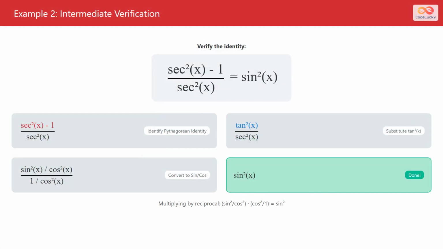Here is a slightly harder one. We have secant squared minus 1 all over secant squared. We want to show this equals sine squared. First, notice the numerator. Secant squared minus 1 is a Pythagorean identity for tangent squared, so we substitute that in. Now, we convert everything to sines and cosines. After simplifying the complex fraction, we are left with sine squared.